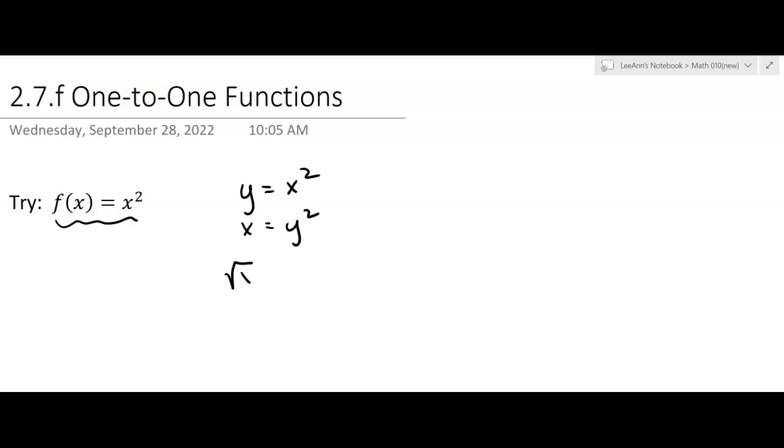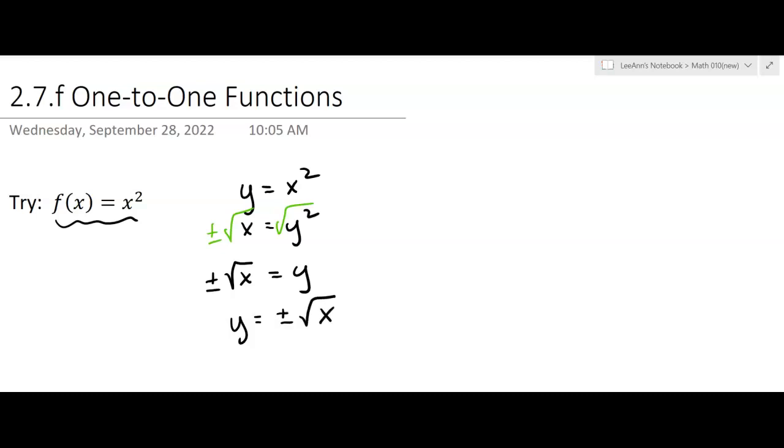It's kind of like that cubed root thing, right? Like we're just saying, take the square root of this side, square root of this side. But what did we have to do? We had to put in the plus or minus. So we're saying something new here. We're saying y equals plus or minus the square root of x.